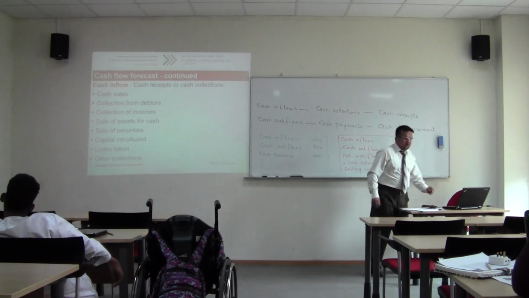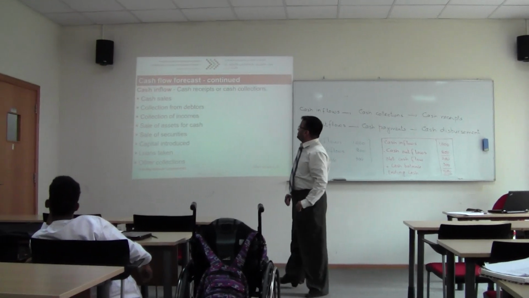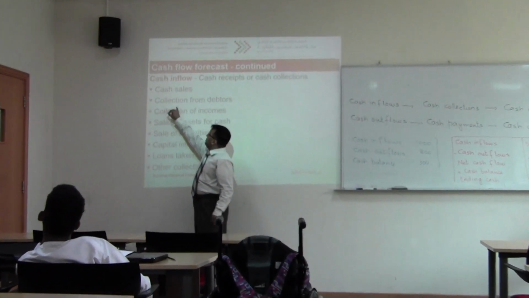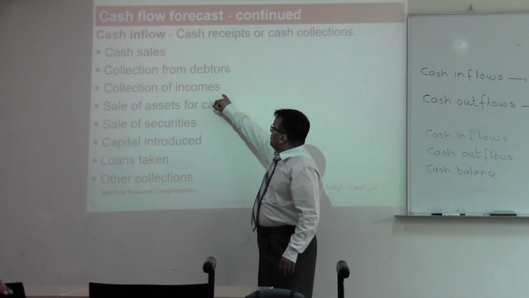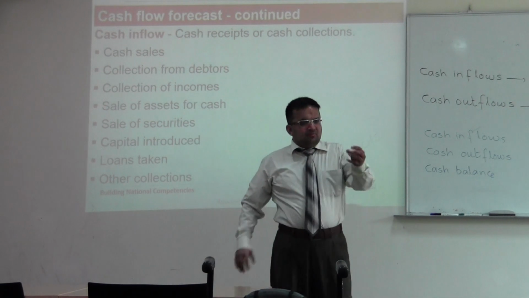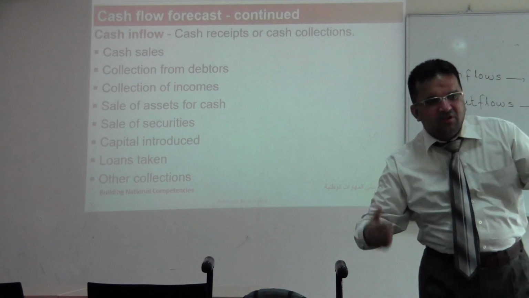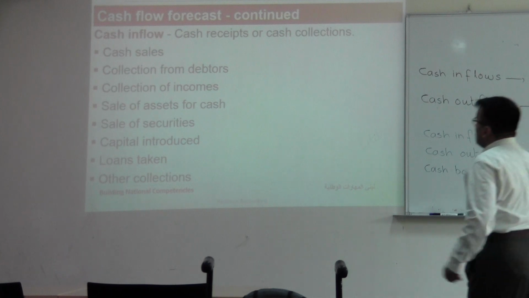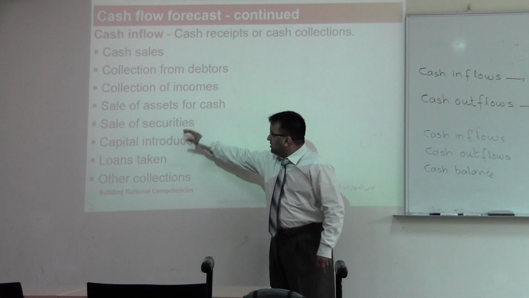Now we will talk about some examples of cash inflow. These are the examples: cash sales, collection from customers, collection of income, and sale of assets. All these are business transactions. When we make a sale, money will come. When we collect from our debtors or customers, and collect income, cash will come. And when we sell assets.